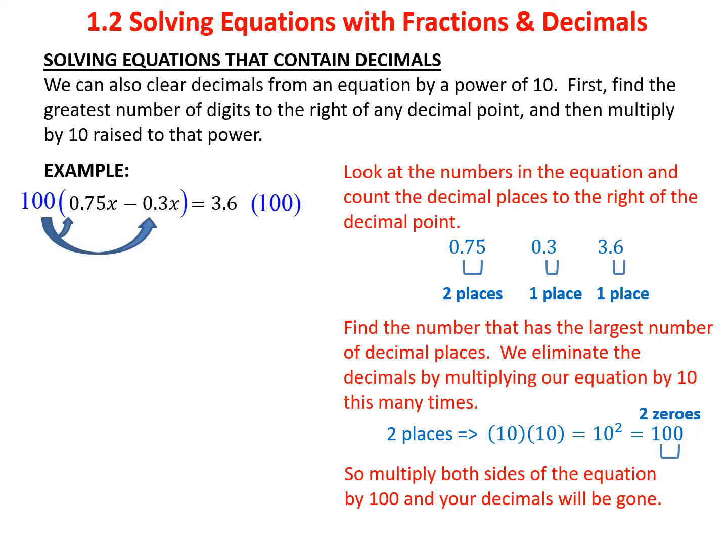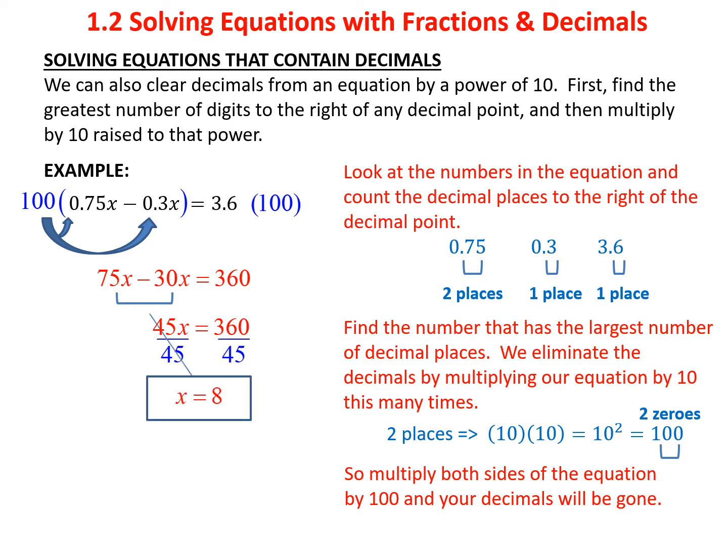Now I use the distributive property, and I get 75. And notice here, when my decimal moves over twice on 0.3, it's not going to be 3, it's going to be 30. Likewise here, move the decimal on 0.6 over 2 places, it's going to be 360. And now we can combine terms, divide by 45, and we find out our answer is 8.